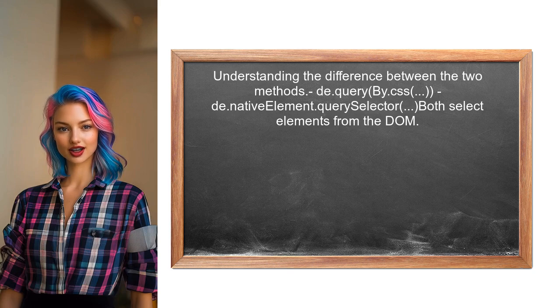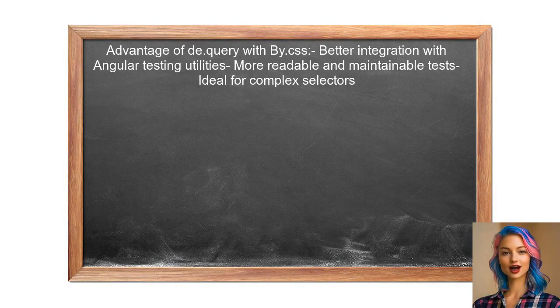The user should understand that both methods ultimately select elements from the DOM, but they do so in slightly different ways. The first advantage of using de.query with by.css is that it integrates better with Angular's testing utilities. This method allows for more readable and maintainable tests, especially when dealing with complex selectors.